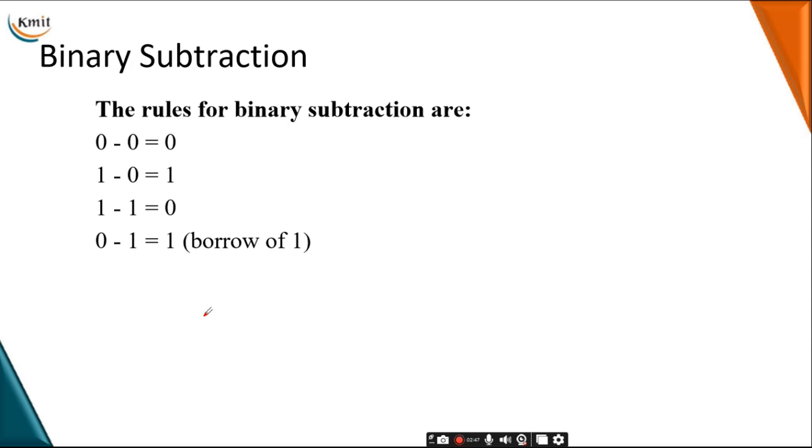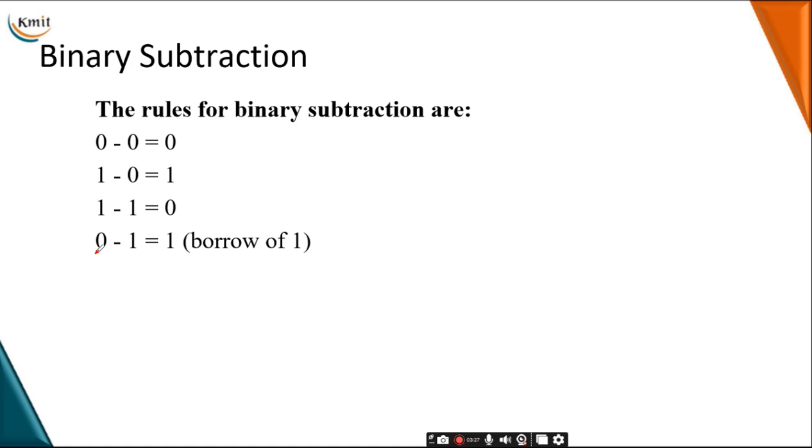Here also we have four rules, based on the possible values of your binary. Let me start with the combination 0 0. 0 minus 0, the subtraction result is 0. 1 minus 0, the result is 1. 1 minus 1 is 0, and for 0 minus 1, I take a borrow from the next most significant bit position, and then my difference is 1. If I take a borrow of 1 from the higher significant digit, only then will it be possible to subtract this 1 from 0.